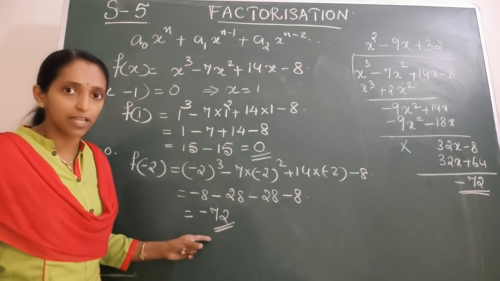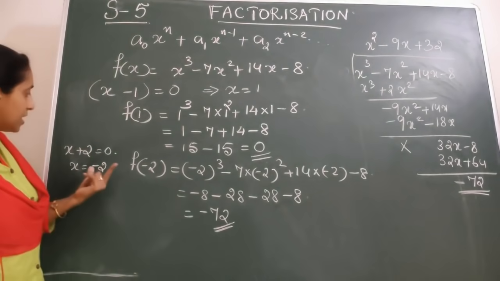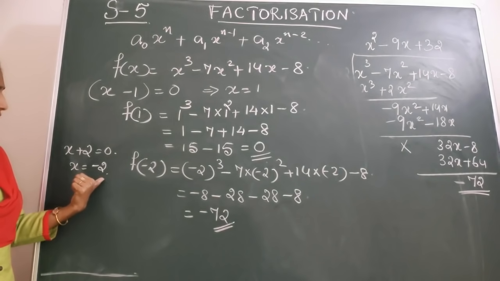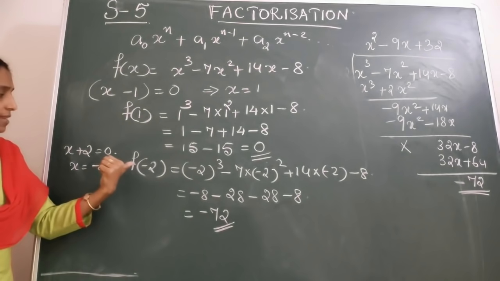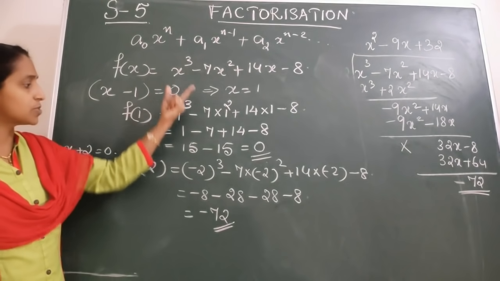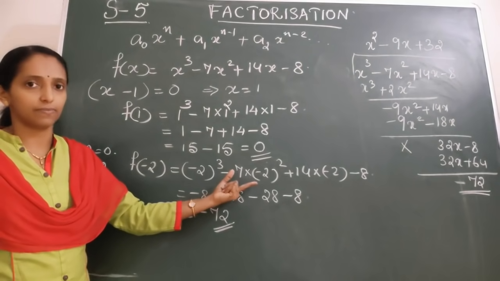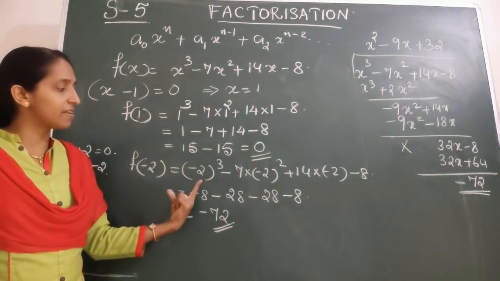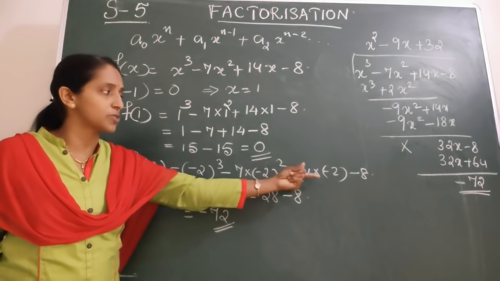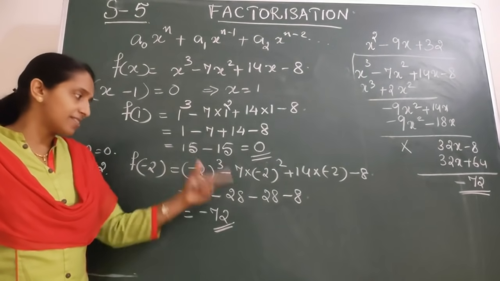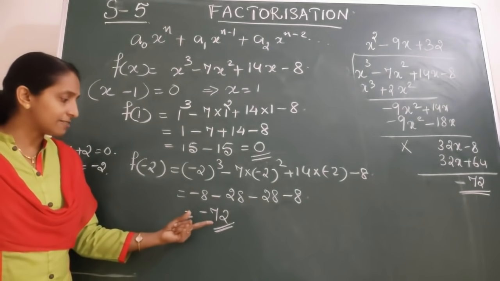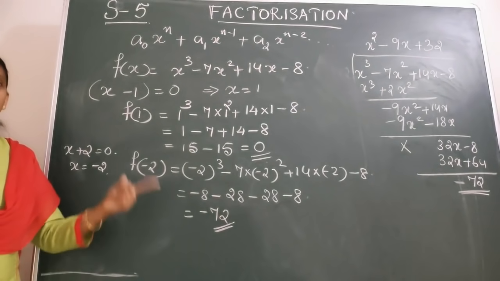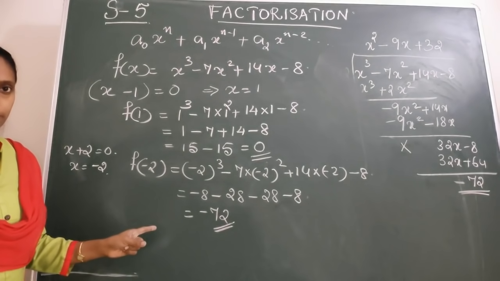Yes, you can calculate it. How will you calculate? You will equate the given factor to 0. Then you will get the value of x, and that value of x you will substitute in the polynomial. Wherever you have x, there you will substitute the value of x, and then you will simplify. Whatever value you get, that will be the remainder of the polynomial.